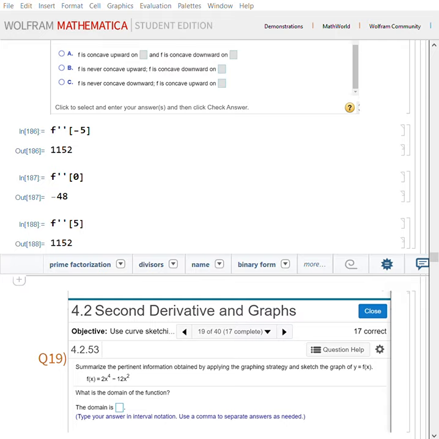So let's do just that. From -infinity to -1, concaves upwards, comma, from 1 to positive infinity, also concaves upwards, then for downwards, from -1 to 1. Check the answers, that's correct.